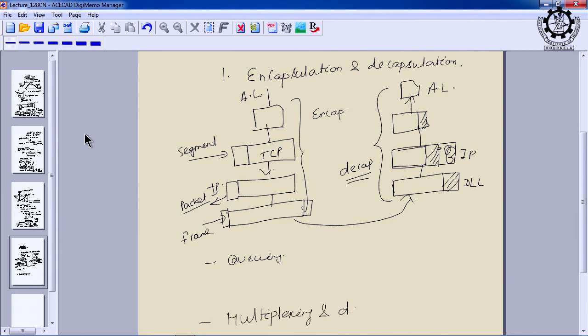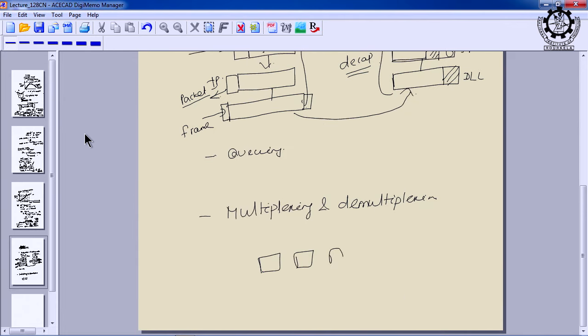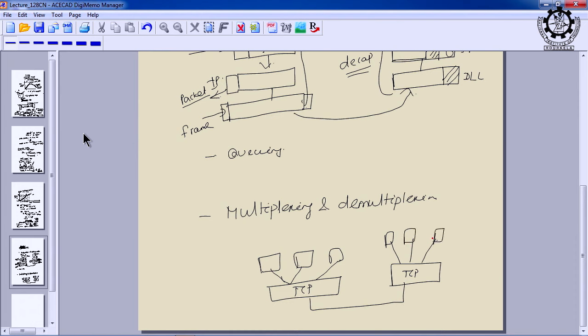With multiplexing and demultiplexing, multiple processes are open, but only one transport layer protocol is there, only one TCP, but multiple processes. So what does it do? It takes data from all the processes, multiplexes them, and sends them to the receiving station. The receiving TCP then decapsulates them and sends them to the corresponding processes. UDP was doing the same thing, and TCP also does the same operations: encapsulation, queuing, multiplexing, demultiplexing and so on.